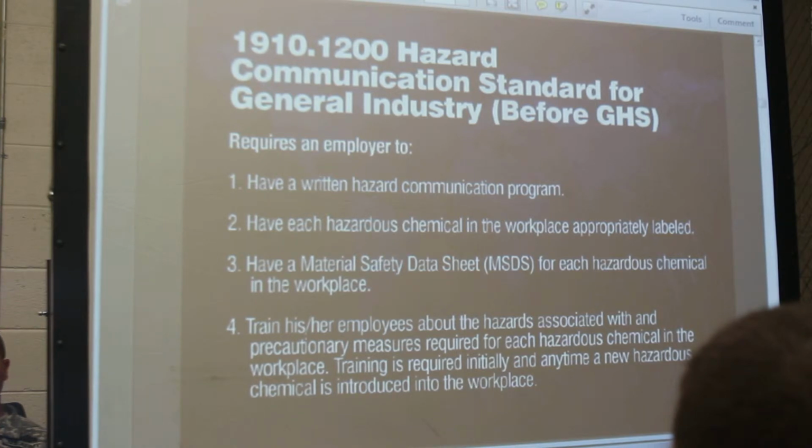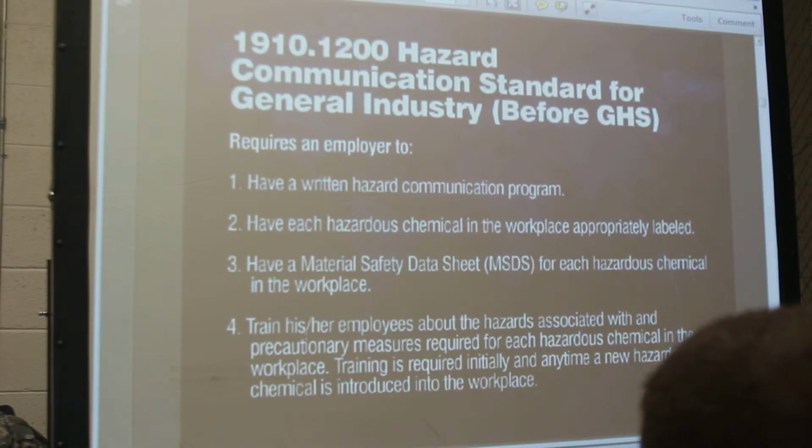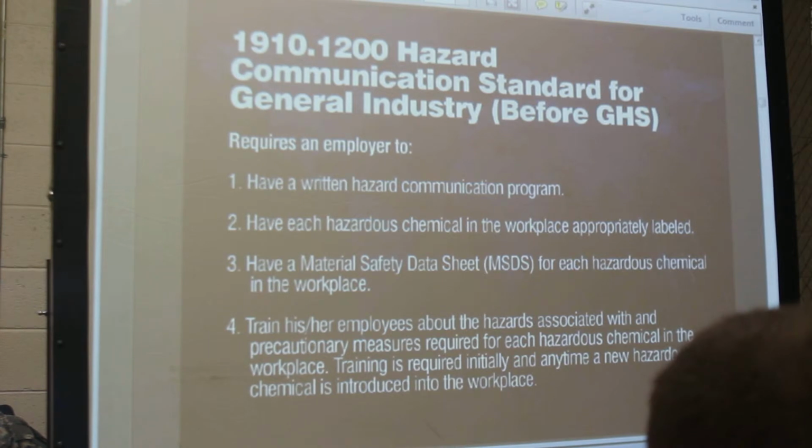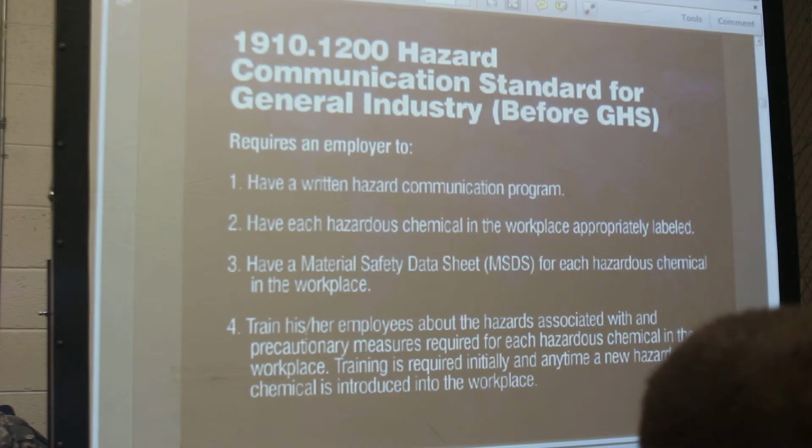1910.1200, Hazard Communication Standard for General Industry for GHS, requires an employer to: number 1, have a written hazard communication program; number 2, have each hazardous chemical in the workplace properly labeled; number 3, have a material safety data sheet, MSDS, for each hazardous chemical in the workplace; number 4, train his or her employees about the hazards associated with and precautionary measures required for each hazardous chemical in the workplace. Training is required initially and any time a new hazardous chemical is introduced into the workplace. Slide.